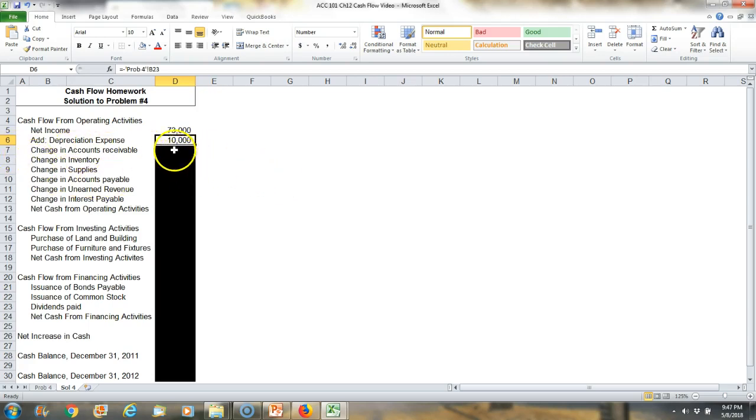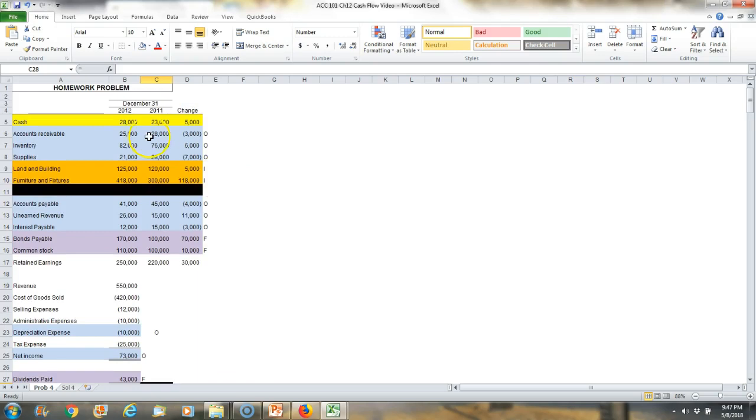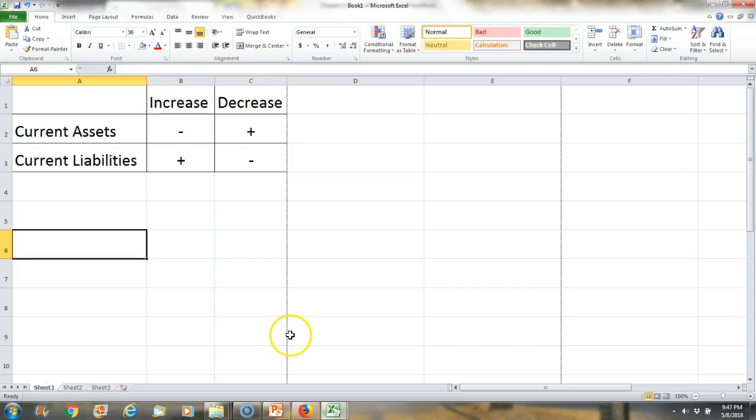Then we had our current assets that we said were in the operating section, and we're going to calculate the change: accounts receivable, inventory, and supplies. Now I had this chart posted in class, and I would jot this little chart down because it's just easy. If my current assets increase, I'm going to subtract them. If my current assets decrease, I'm going to add them. If my current liabilities increase, I'm going to add it. If they decrease, I'm going to subtract.